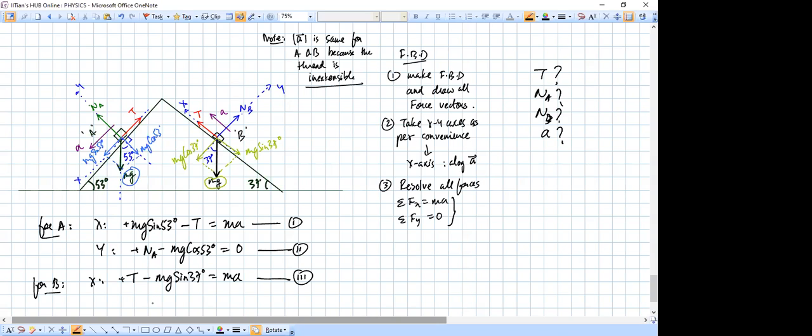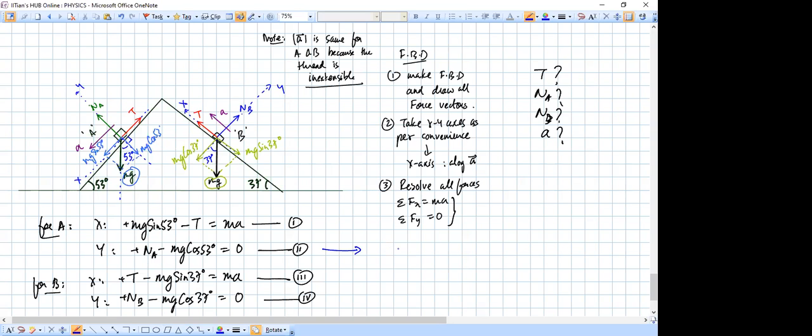Yes, that's correct, Somru. Along the y-axis similarly, the normal reaction is acting along the positive direction, and mg cos 37 is acting along the negative direction. So now you can see that 2 and 4 will directly give you the normal reactions. Nothing else is required, whereas 1 and 3 have to be solved.